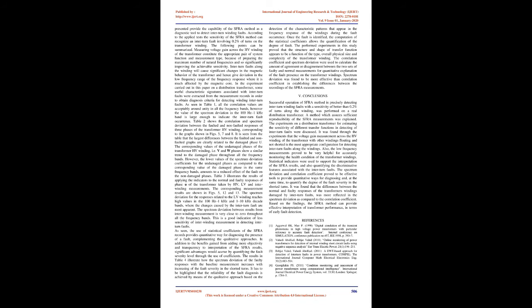It is seen from the table that the largest differences between the faulted and non-faulted graphs are clearly related to the damaged phase U. The corresponding values of the undamaged phases of the transformer HV winding, i.e. V and W phases, show a similar trend to the damaged phase throughout all the frequency bands. However, the lower values of the spectrum deviation coefficients for the undamaged phases as compared to the corresponding value of the damaged phase in the same frequency bands, amounts to a reduced effect of the fault on the non-damaged phases.